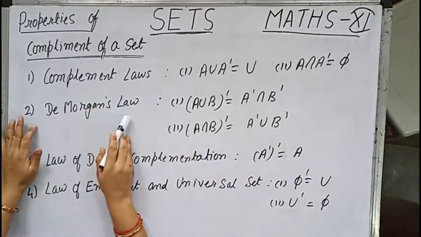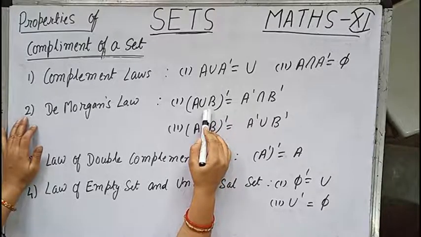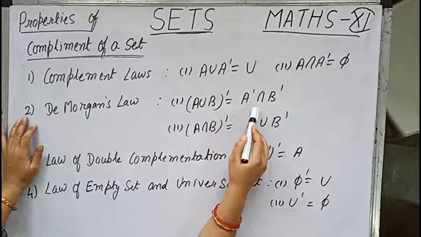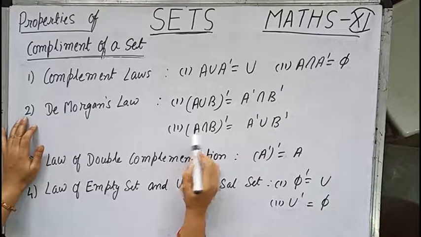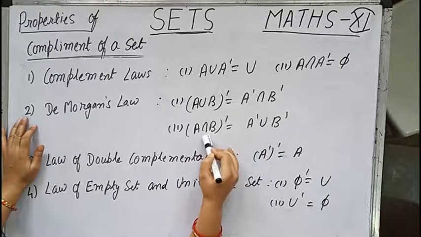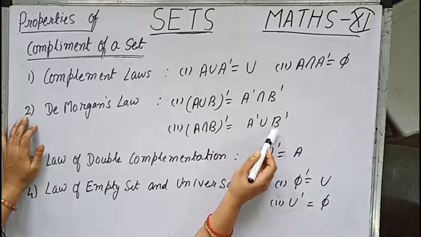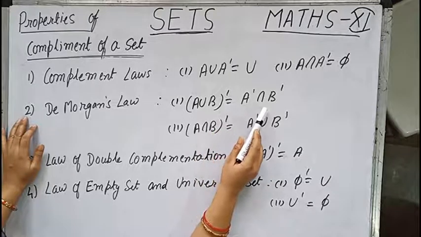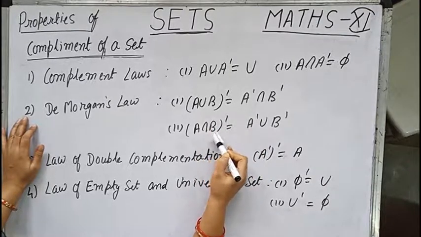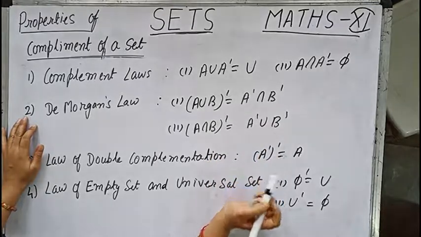Now De Morgan's law. De Morgan's law is: the complement of the union of the sets is the intersection of their complements, or number 2, the complement of the intersection of the sets is the union of their complements. That is A union B whole complement equals A complement intersection B complement, and A intersection B whole complement equals A complement union B complement.